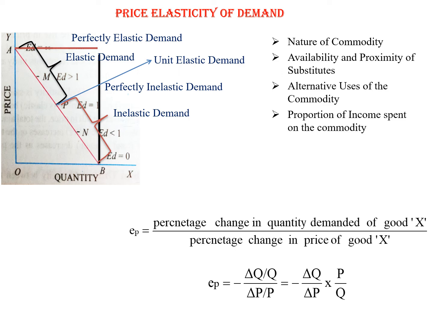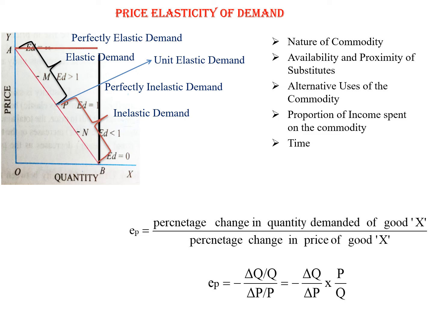Proportionate income spent on commodity. You all know that 51% of income goes to food consumption, and out of the food consumption, think about a commodity like salt, which is used in a very minute quantity. If proportionate product consumption is very small, then demand is inelastic. If one commodity captures more of your income, then elasticity will be higher.